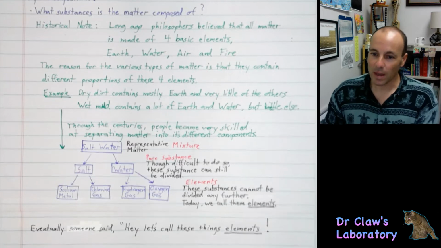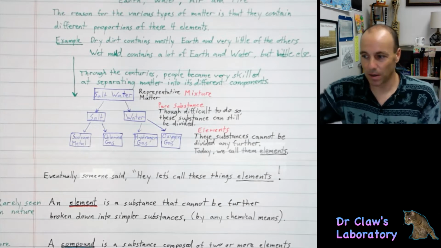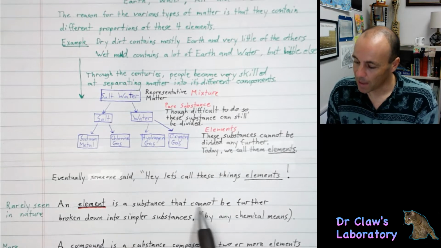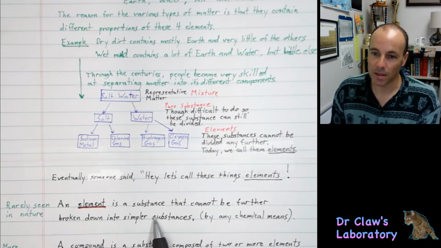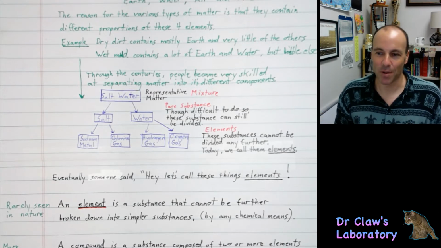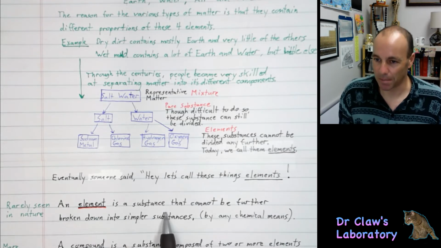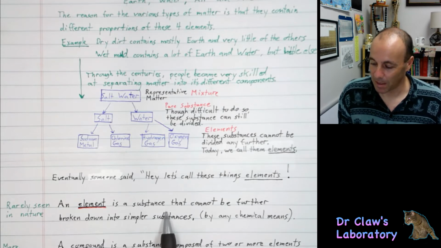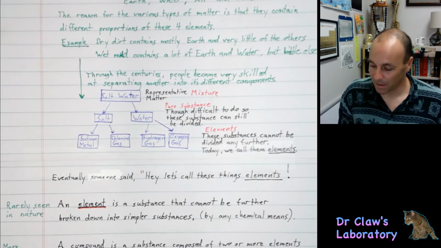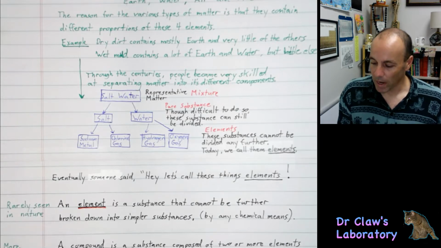So an element, according to Robert Boyle, and which is our modern definition for the most part, is a substance that cannot be further broken down into simpler substances by any chemical means. Like by any laboratory technique, you cannot divide an element into anything more simple. It's not made of multiple components. It's the last component. It's the end of the line. Now, elements are rarely seen in nature. More common are compounds.